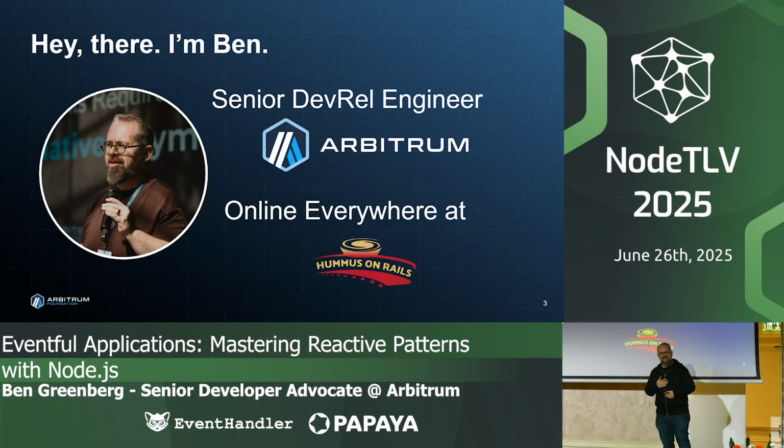My name is Ben, and I used to work at Couchbase, but now I'm at Arbitrum. Woo! As a senior DevRel engineer, and you can find me online everywhere at hummusonrails.com and all other sorts of things. I am an old Ruby on Rails developer, hence the board member of Ruby Central kind of thing.